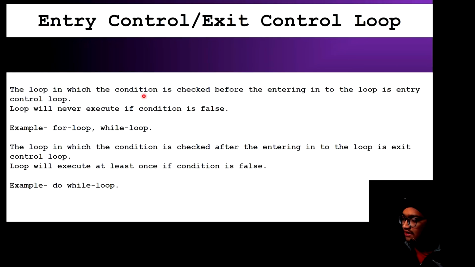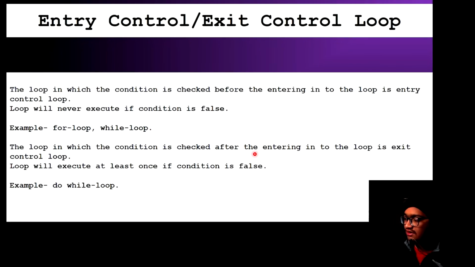The loop in which the condition is checked before entering into the loop is the entry control loop. The loop will never execute if the condition is false. Which loops am I talking about? Two types of loop: the while loop and the for loop, where the condition is checked beforehand, before entering into the loop. But there is also a loop where the condition is checked at the last.